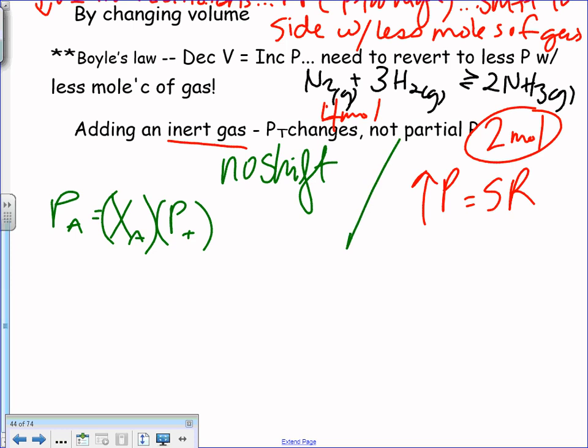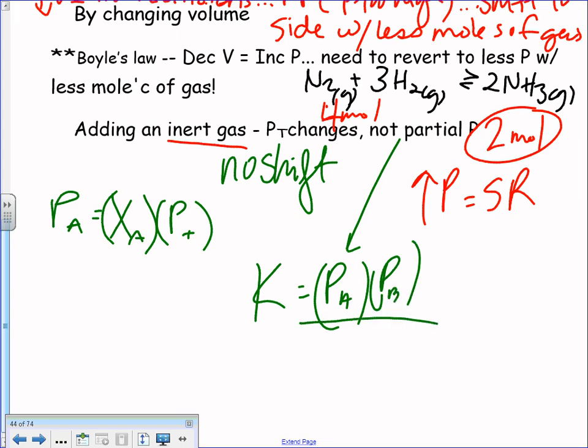All right, so if K is, let's say, partial pressure of A times partial pressure of B over partial pressure of C, and I add an inert gas, which overall makes the pressure higher because there's more gases colliding, these partial pressures will all change in the same amounts because it's all based off the total pressure, and so it's a ratio based off their mole fractions. So therefore, the ratio is not going to change. The ratio is constant, and that's why it's a no shift. So inert gases don't react, they just add more pressure.